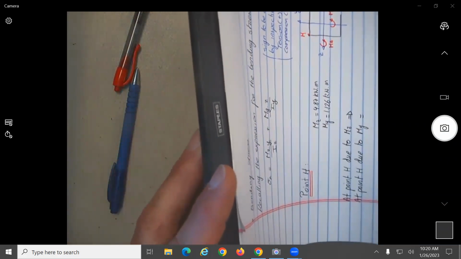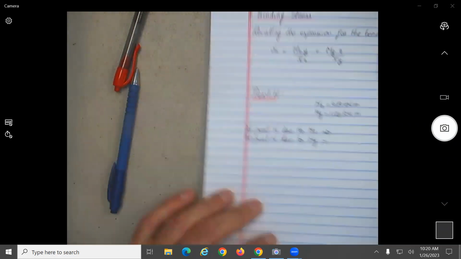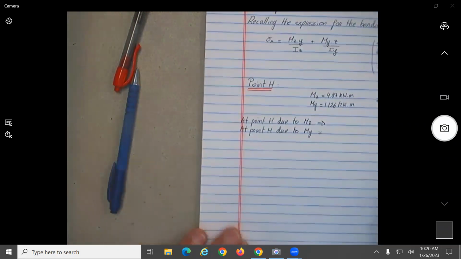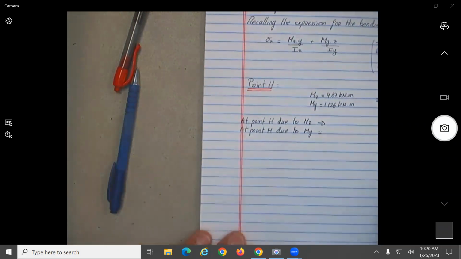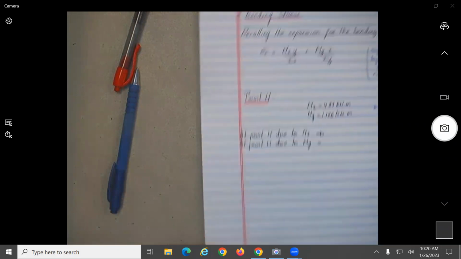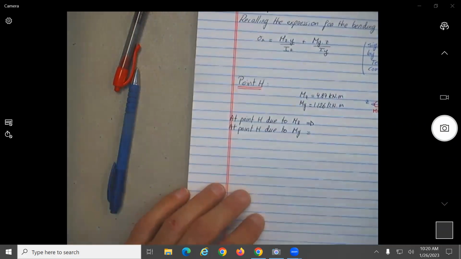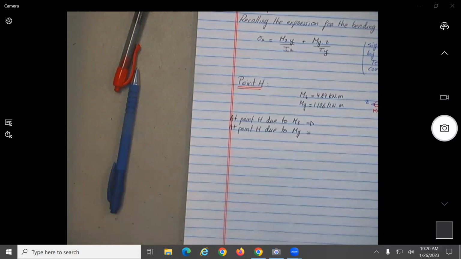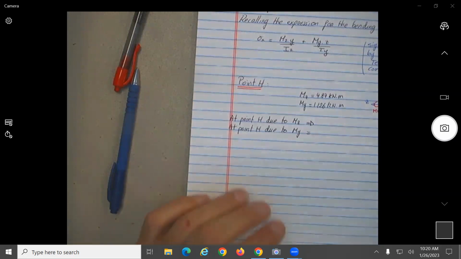Yeah. Where is point H? At the top or the bottom of the page? Top. So it will be what? What did we just say? The top is tension, bottom is compression. Here we say this will bend this way. So point H will be what? Compression, no? Okay.